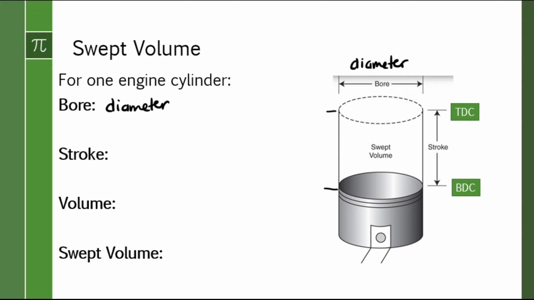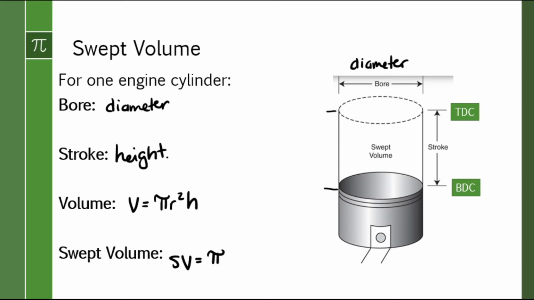And now we're going to talk about the stroke, which is like the height of the cylinder. Volume. We have a general formula for volume, which you should be familiar with after last term, and that's V for a cylinder equals pi r squared times h. Okay, so if we have that general volume formula, we can create a swept volume formula. I don't care which version you used.